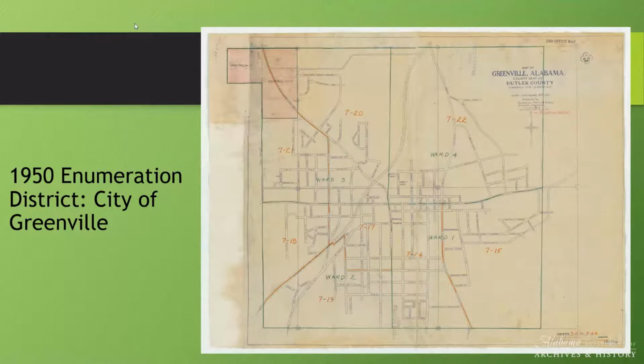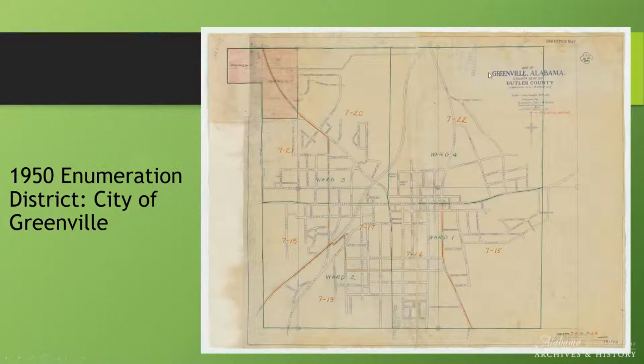You can see the 721, 720, 722, and so on. Those are the actual enumeration districts. And then it also has wards. So you'll see that cities are going to have wards and the enumeration districts, and the bigger areas, counties, won't have the wards. They'll have just the enumeration numbers. So you can see here.